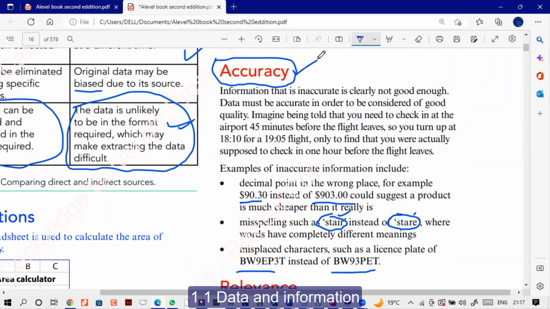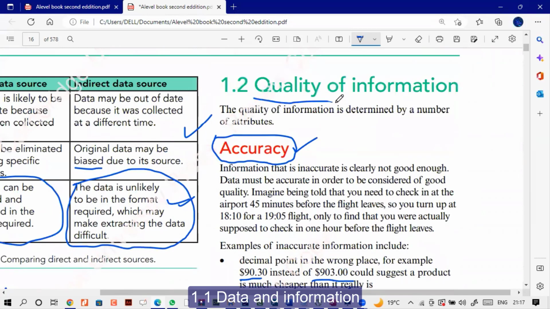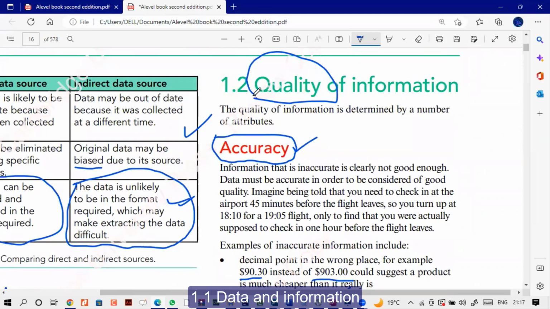So accuracy of data is very important as far as the quality is concerned. Quality में सबसे पहला point आता है वो होता है accuracy का. You have to see, are there any flaws in the information? Because if there are flaws in the information, data is of no use.